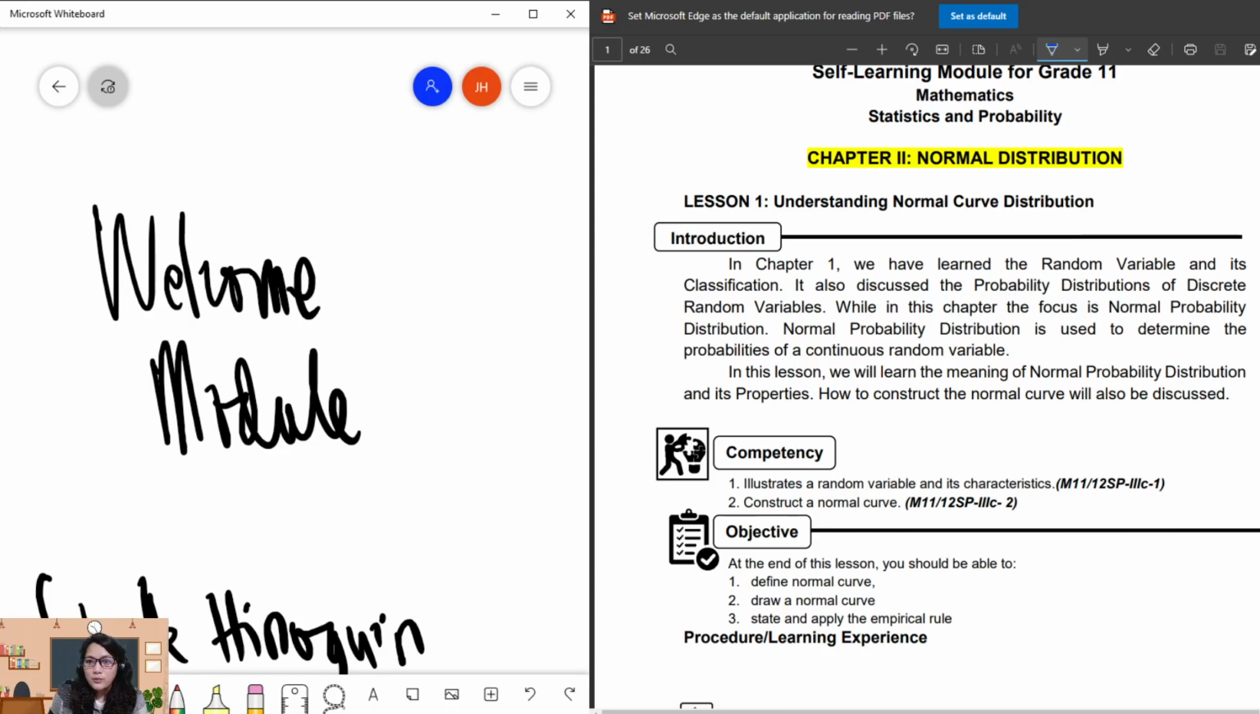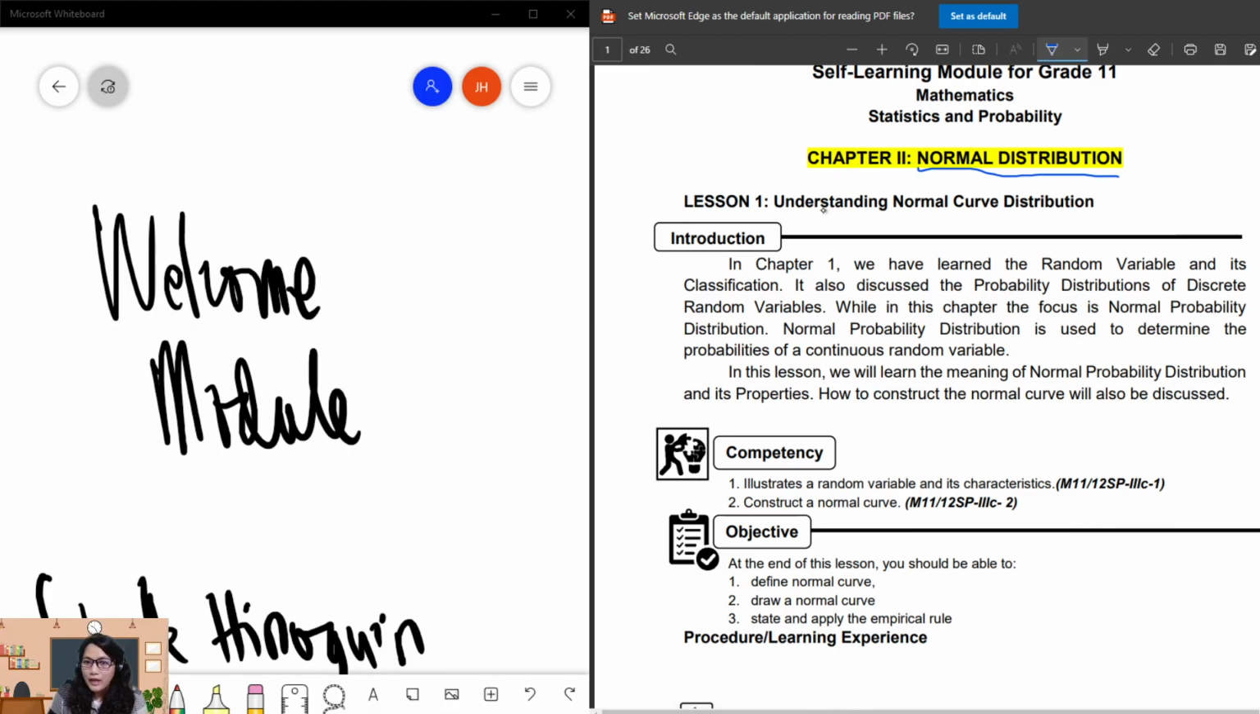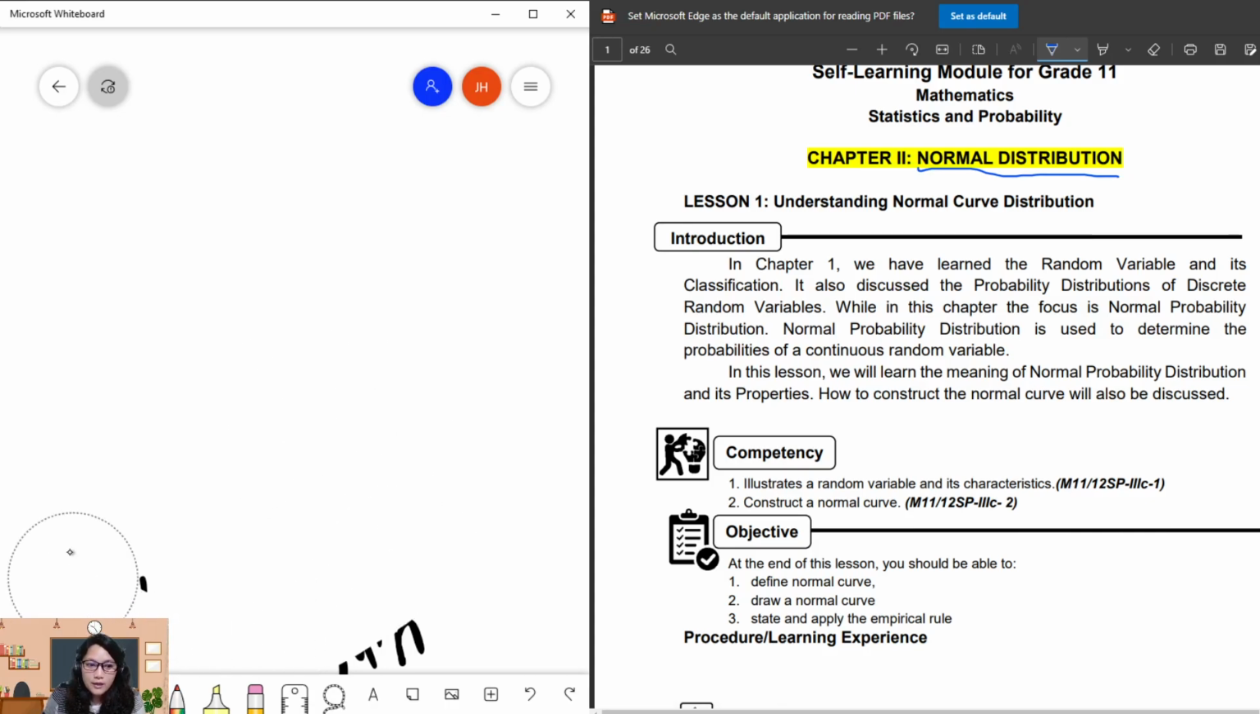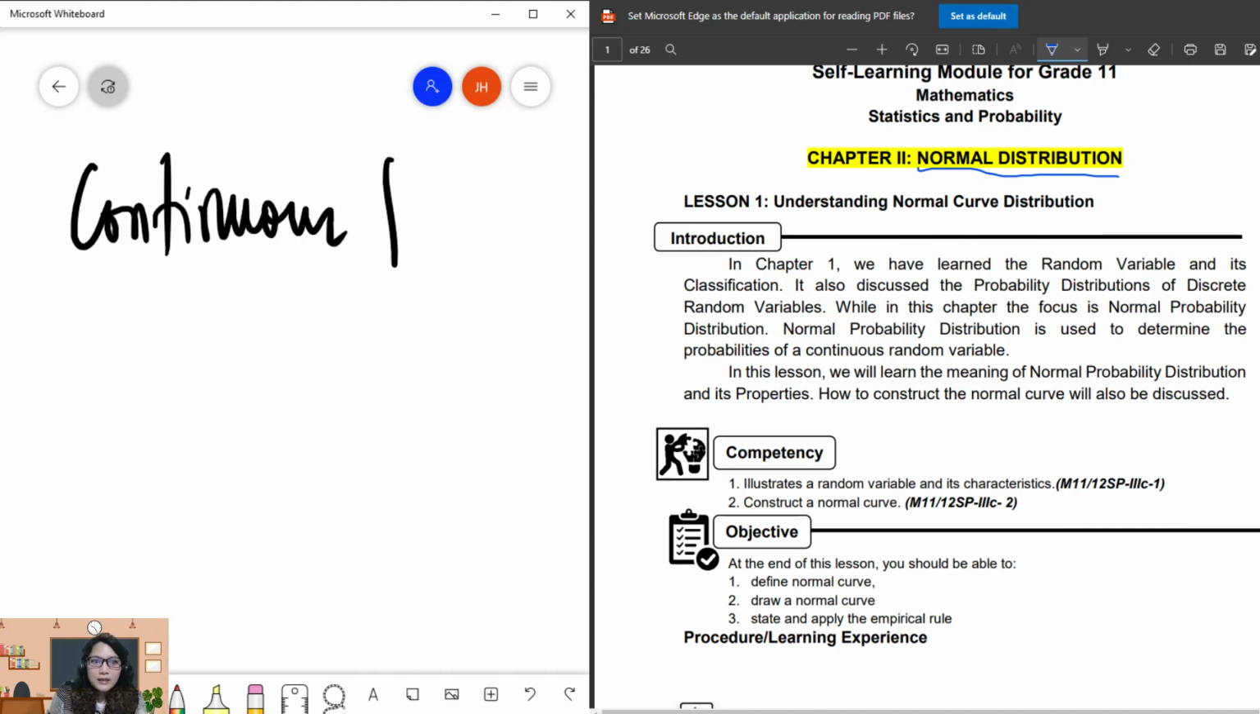Chapter 2, which is we're talking about the normal distribution. And under that, we have 4 lessons. And first is the understanding normal curve distribution. So that would be our first topic for this video. So the previous video we already talked about random variable. I hope you already can distinguish between continuous and discrete. Okay, and also I hope you know now how to get the probability distribution.